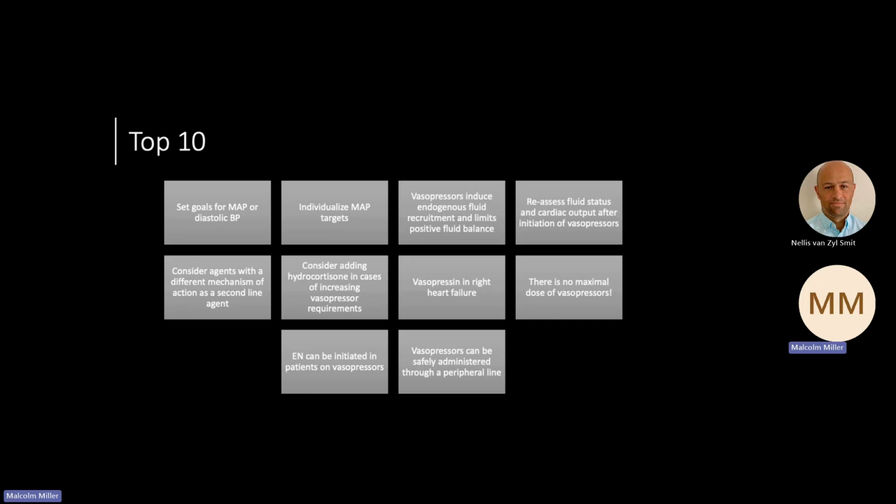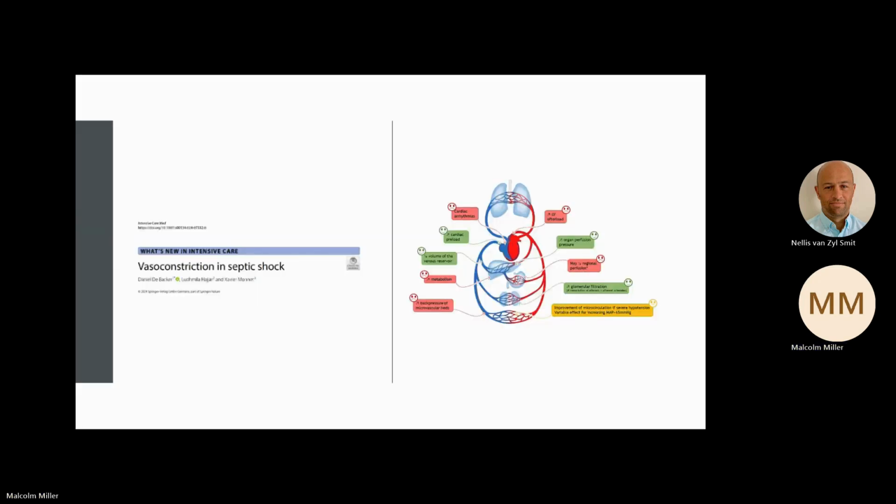And then we've seen lots of data now to show, particularly in the ED, that vasopressors can be used through a peripheral line, particularly in that early phase of shock, where you don't really want to be messing around trying to put in a central line in a very unstable patient. So don't be reluctant to use it peripherally.